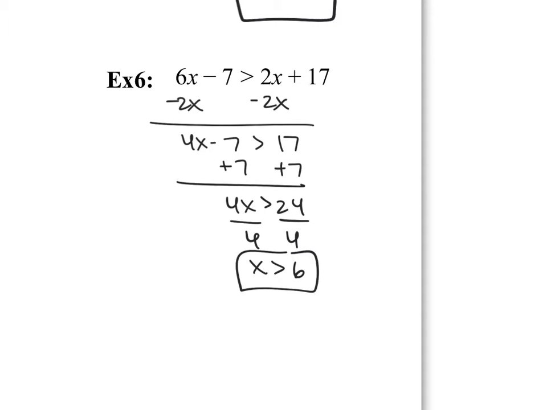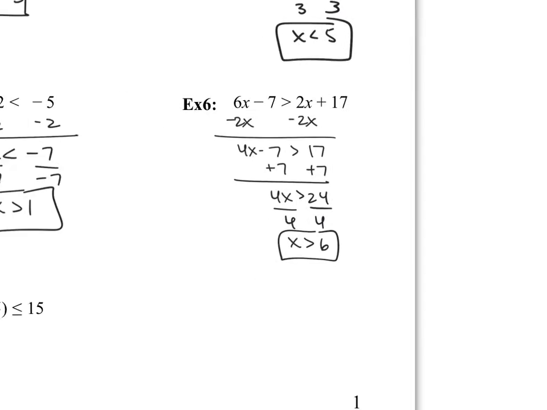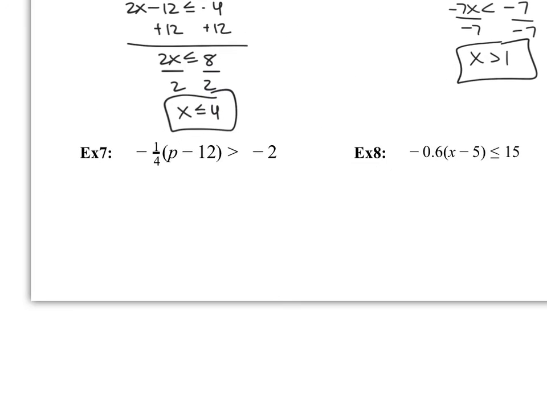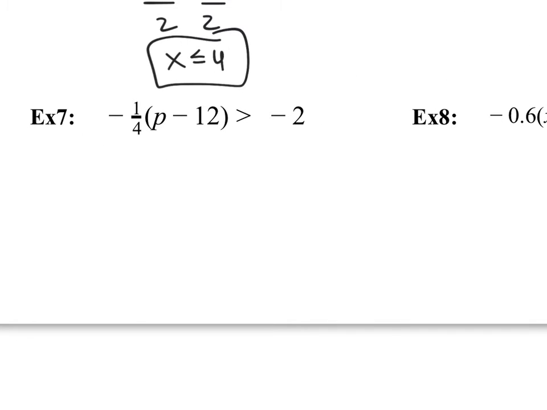On example 6, I begin by bringing my variable term over to join the other one by subtracting 2x from both sides. 4x minus 7 is greater than 17. I then added 7 to both sides and divided by 4 for a final solution of x is greater than 6. On example 7, I would begin this problem by distributing my negative 1/4 to my parentheses.